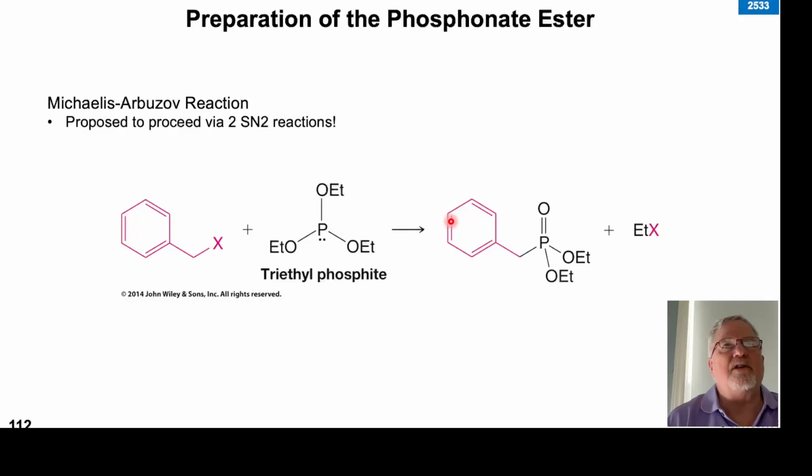We prepare the phosphonate ester from triethyl phosphite. This is proposed to go through an SN2-like intermediate. This will attack this, and then we get some rearrangements until we finally get our phosphonate ester as our starting material for the Horner-Wadsworth-Emmons reaction.